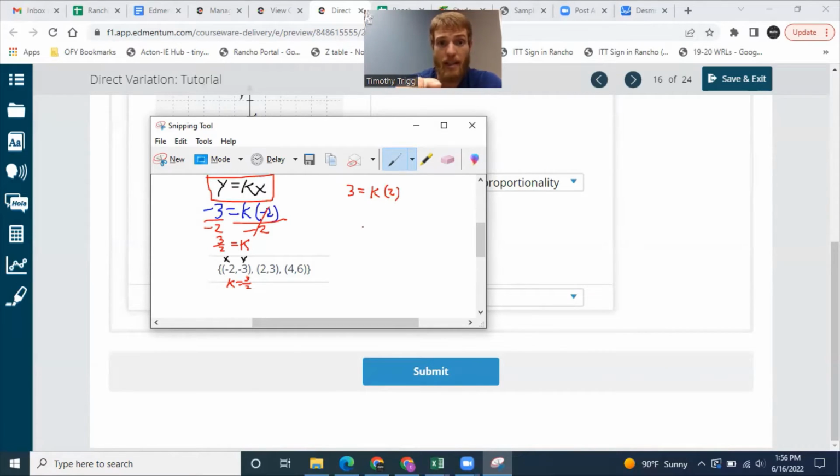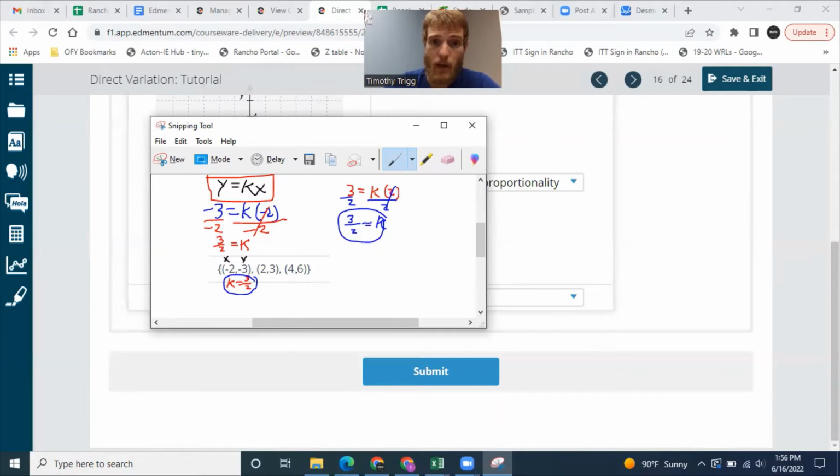Remember, sometimes I write things in parentheses, like k parentheses 2 in this case. That means those things are multiplied. Whenever you see something right up against parentheses, that usually means that the two things are multiplied. So we would divide by 2 on both sides to cancel out the 2 here. That gives us 3/2 for k as well. Well, that's the same as right here, isn't it? 3/2. So we have the same value of k for both coordinate points.